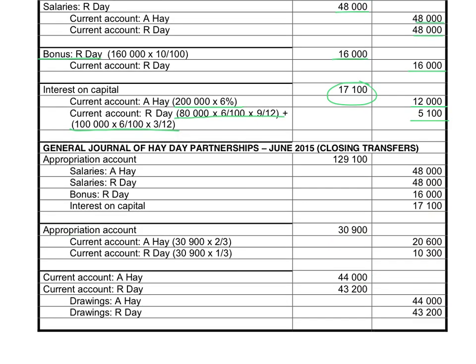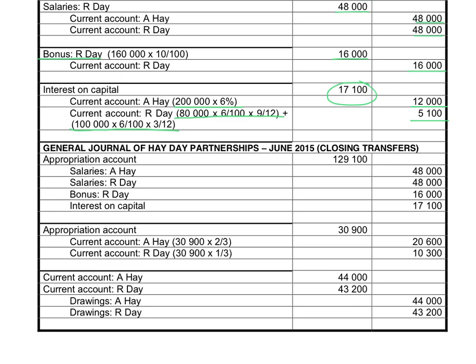So we will take the profit of 160,000, subtract the salaries, bonus, interest from it, and determine how much money is left over, and that will be taken to the current accounts of Hay and Day. So the first entries that we've completed to do the salaries, bonus, interest is our adjustments. We debited the expense account every time to increase expenses, and we credited the current account to show that the business owes the money to the partners.